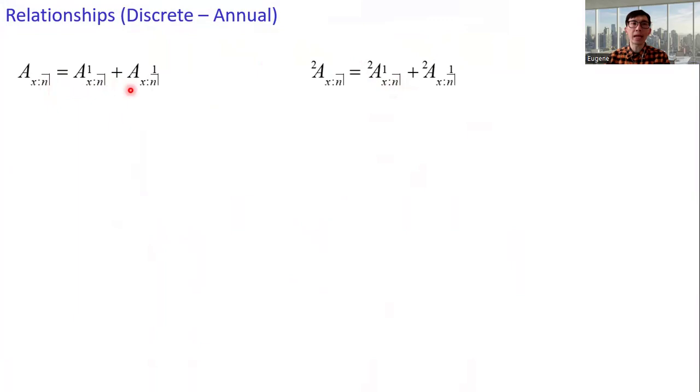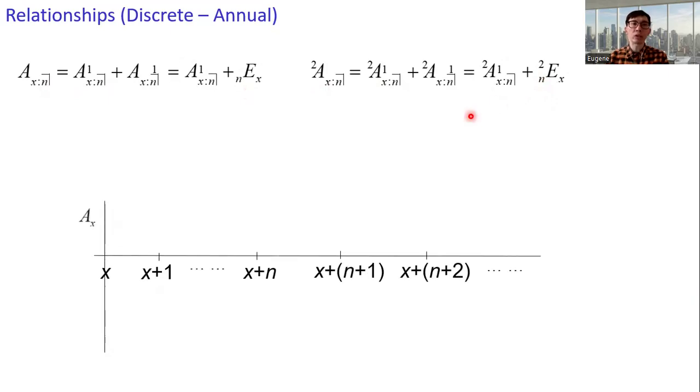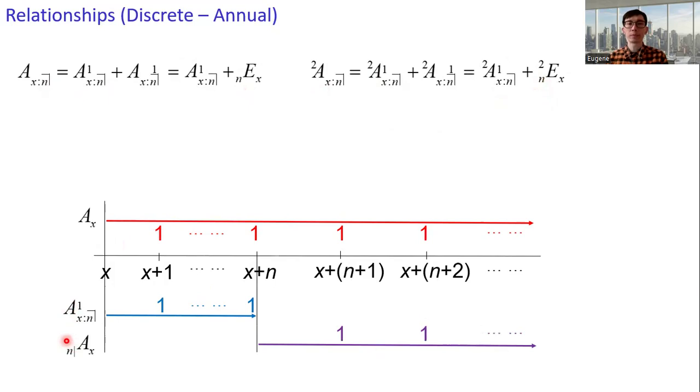The notation for the period endowment is nEx. The corresponding second moment for the period endowment is nEx with superscript 2. And then we have the relationship for the whole life insurance. The expected value, Ax, equals the expected value of an N-year term insurance plus the N-year deferred whole life insurance. This also applies to the second moment.